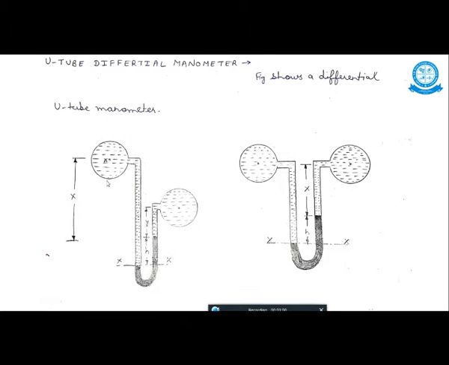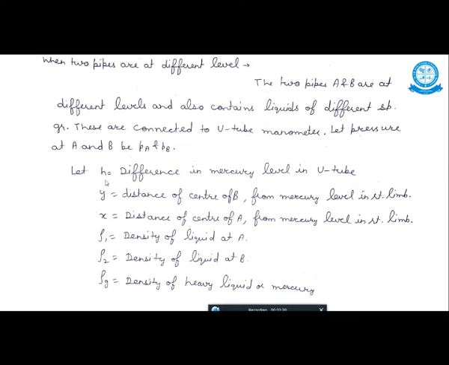So let's define the terms shown in the diagram. A will be the point where pressure is to be measured, B will be the point where pressure is also to be measured, and we have to determine the difference of pressure between these 2 points. Now let us define what is meant by X, Y and H. H is equal to the difference in the mercury level in the tube. H denotes the difference in the mercury level in the tube.